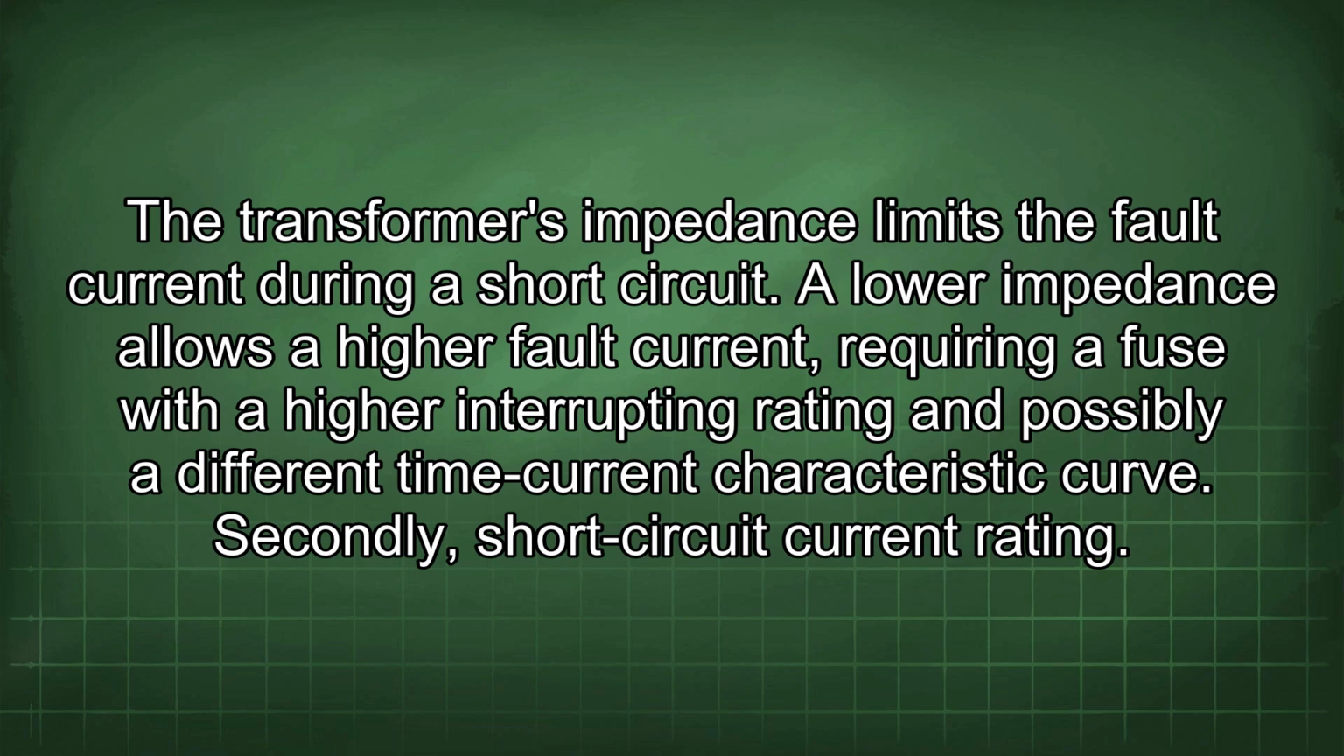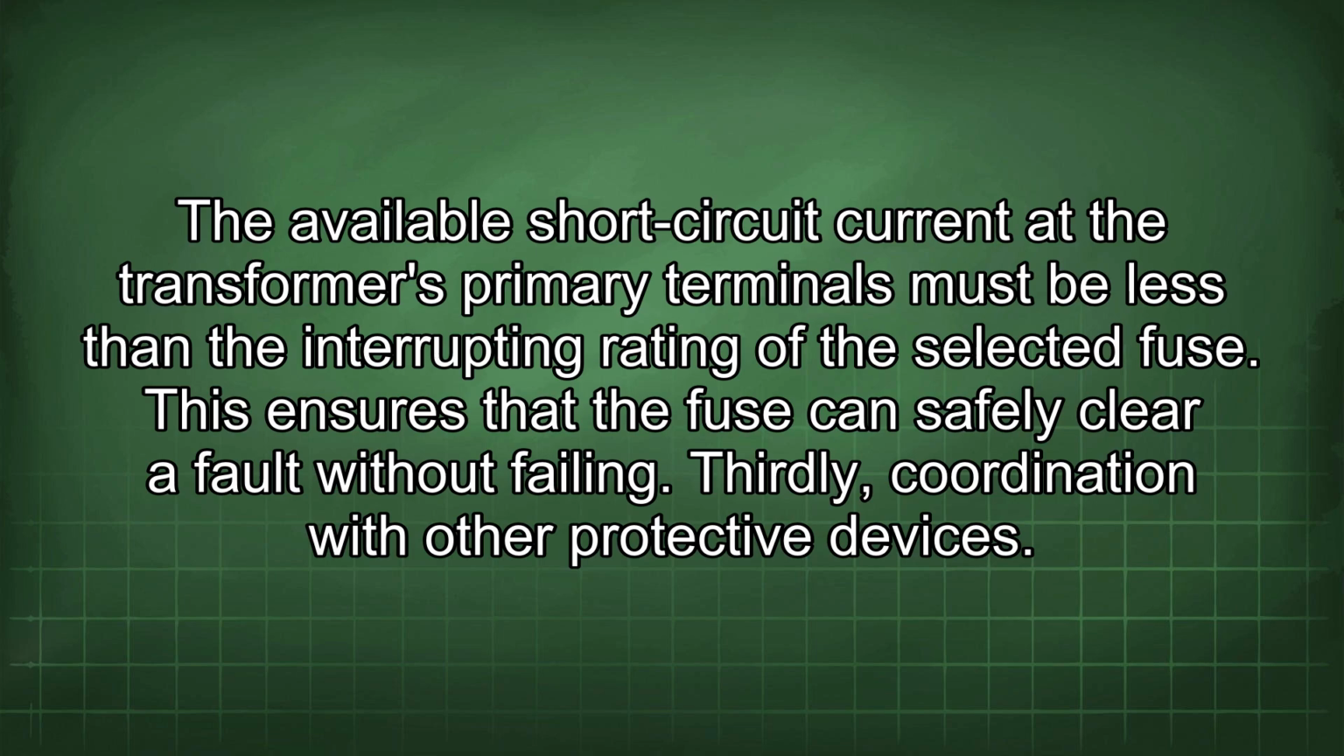A lower impedance allows a higher fault current, requiring a fuse with a higher interrupting rating and possibly a different time current characteristic curve. Secondly, short circuit current rating. The available short circuit current at the transformer's primary terminals must be less than the interrupting rating of the selected fuse. This ensures that the fuse can safely clear a fault without failing.